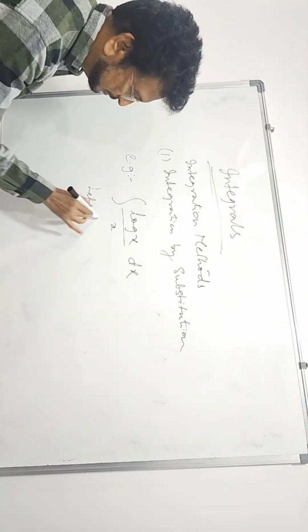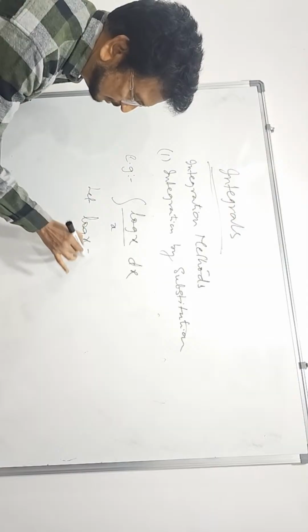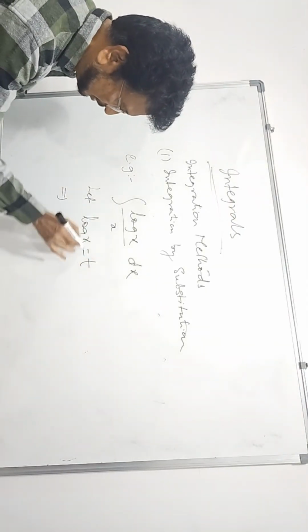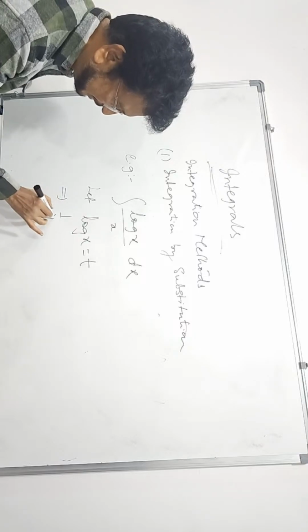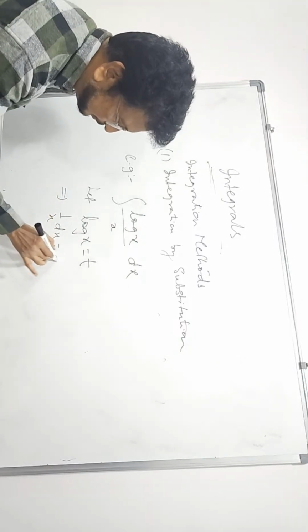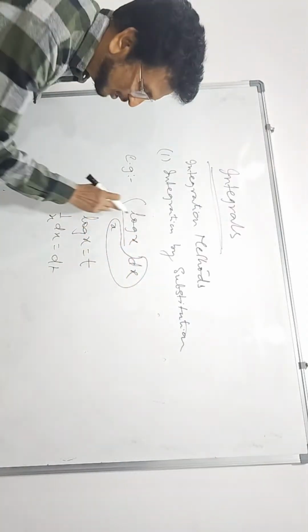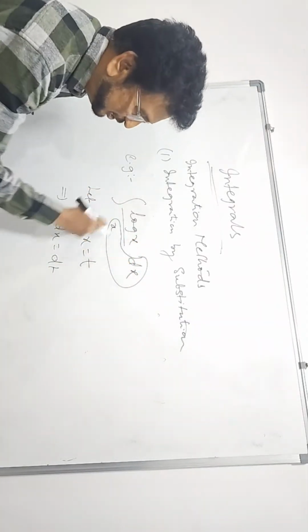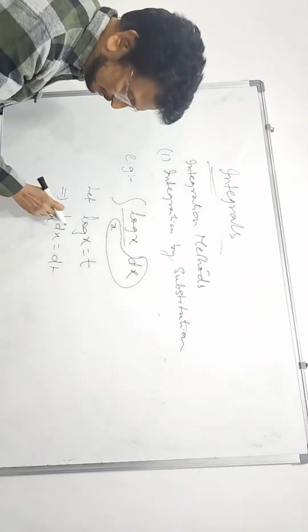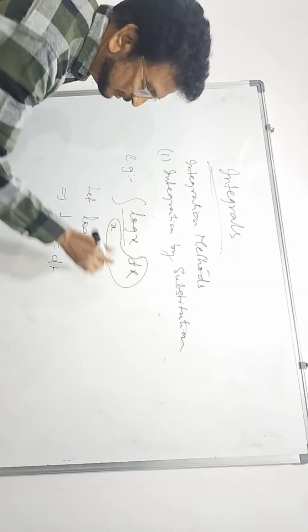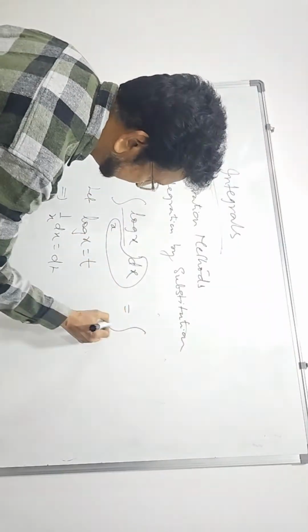Let us suppose log x is equal to t. Then differentiate both sides with respect to x. D by dx of log x is 1 by x, so 1 by x dx is equal to dt. The 1 by x dx is also there in it. Log x is t, and this is dt. Log x we substitute t. Therefore here the answer we are getting directly, t dt.